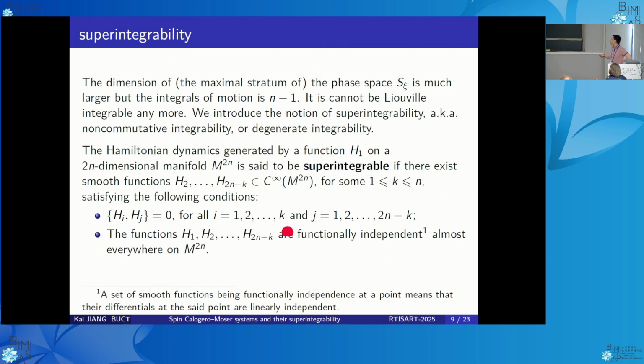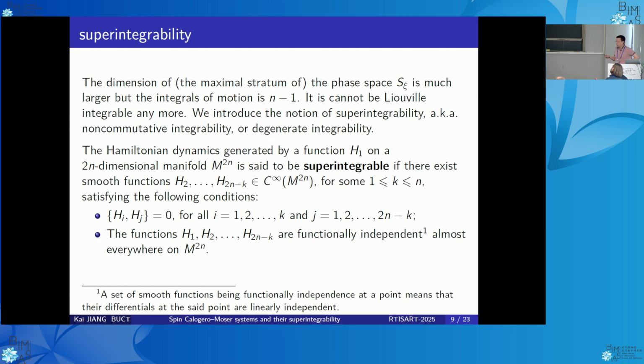Here, and of course, we demand that all these functions are functionally independent. The rank of these functions is 2n minus k. So we can see that we still have the first integrals of motion. We have 2n minus k integrals of motion, but they do not commute pairwise. Only part of them, the first k of them, commute pairwise. This is the difference between superintegrability and Liouville integrability.